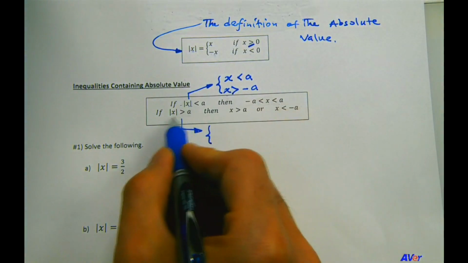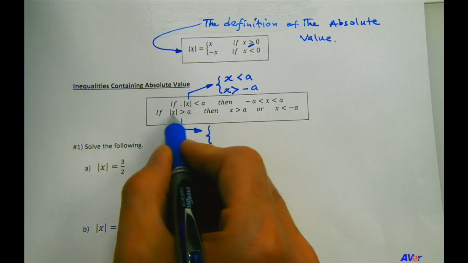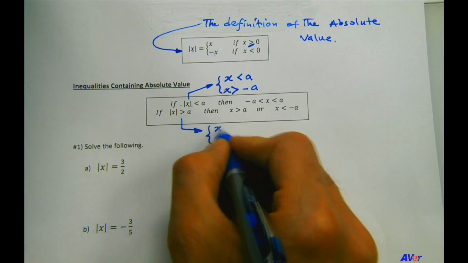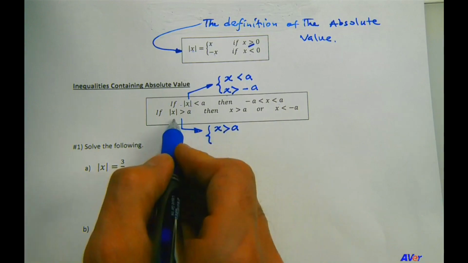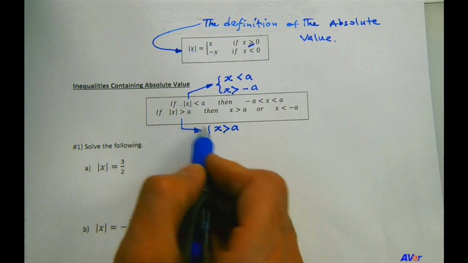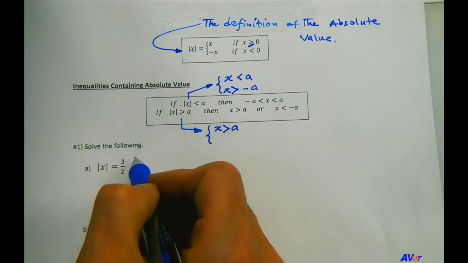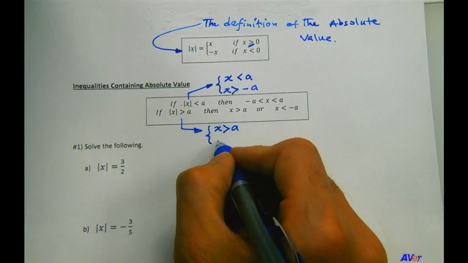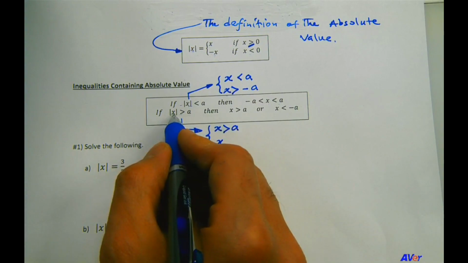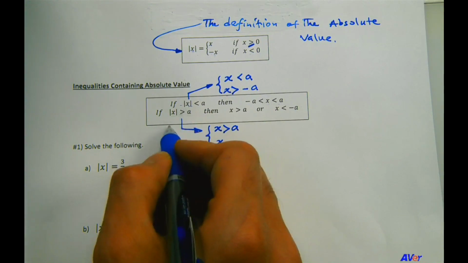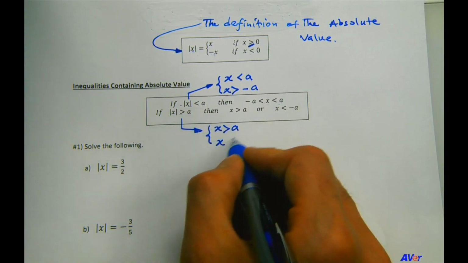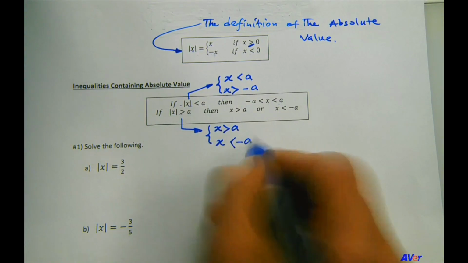So one solution will come from the original absolute value inequality written without the absolute value bars. So we get x greater than a. Compare this with that. All I did was remove the absolute value bars. I kept everything else the same. Now the second solution comes from x, the inside of the absolute value, but the other side multiplied by -1. When we do that, this inequality changes direction. So from greater than a, it becomes less than negative a.